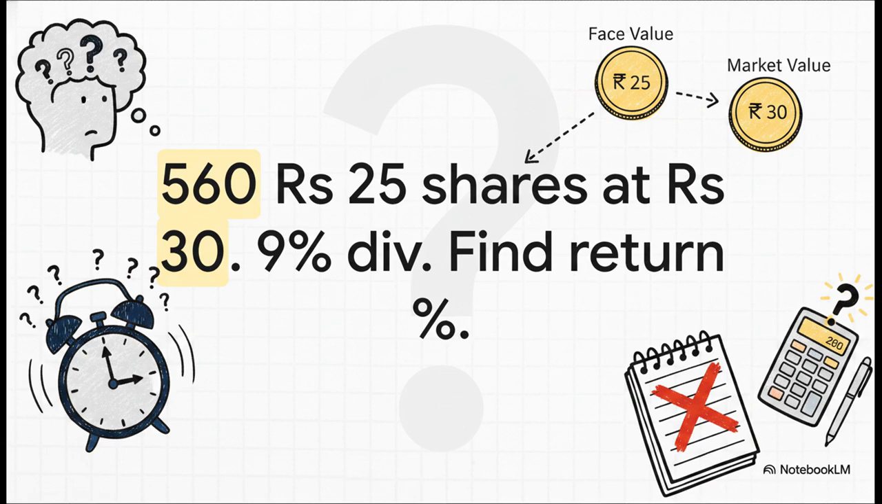Stop right there. Before you even touch your pen to paper, alarm bells should be ringing in your head. Remember the trap we just talked about? Face value, which, by the way, is just another word for nominal value, is 25 RS, but the market value is 30. When we calculate that 9% dividend, which one are we supposed to use?